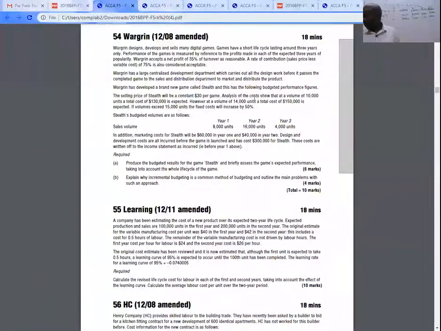Do we have any other cost other than this variable and fixed manufacturing cost? Yes, we have the marketing cost. You can see the marketing cost.